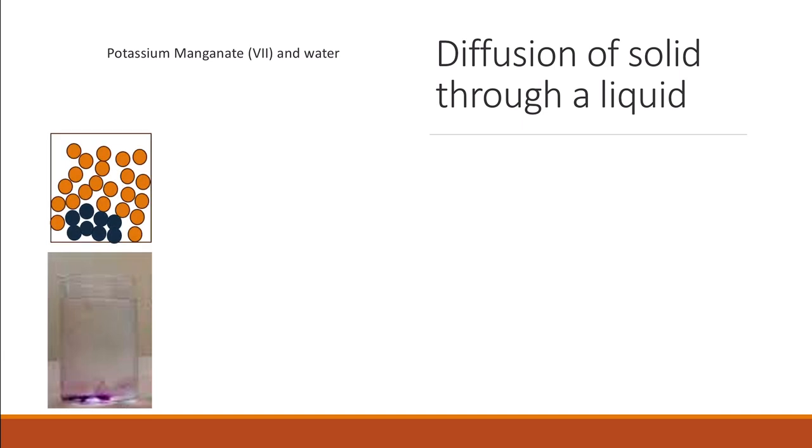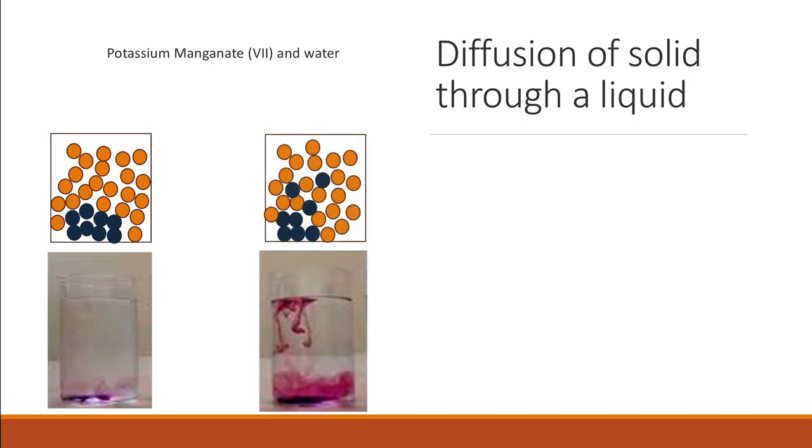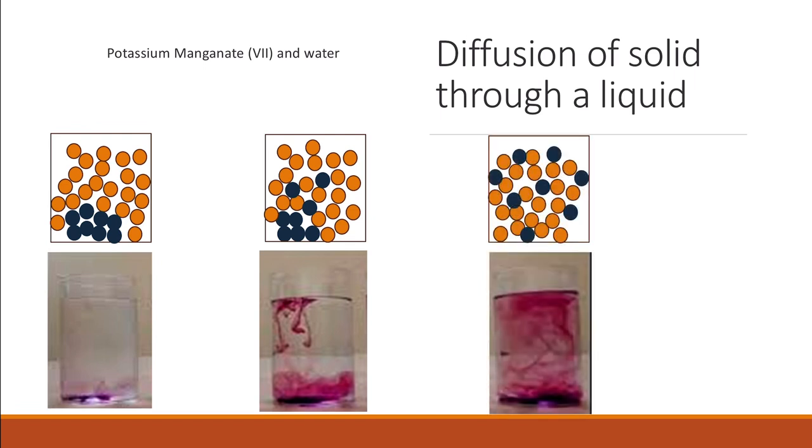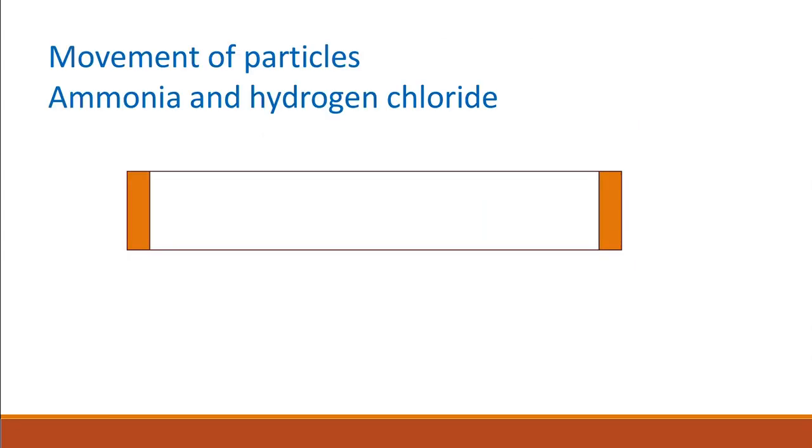When we add the potassium manganate, you can see that at the beginning the color is only at the bottom of the beaker, and then as the particles of potassium manganate start to diffuse, the color will start to diffuse as well until it completely diffuses through the liquid. You can see the opposite as well. In the case of the color, if you dilute your solution, add more water, the color fades because the particles will be more separated.